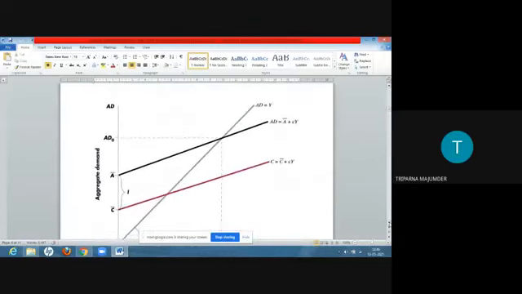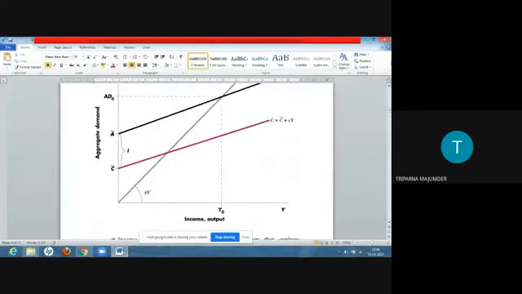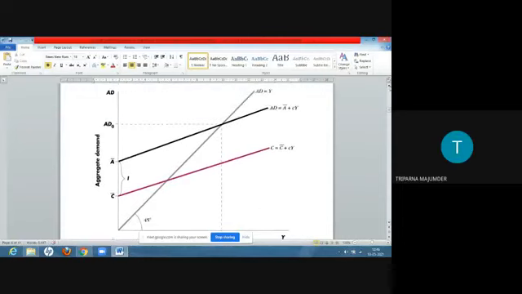Now we come to the diagram. Here we find the consumption function. This is our consumption function, and OC bar is the level of autonomous consumption. That is, when income is 0, we consume this much. Now, C is the slope of this line.